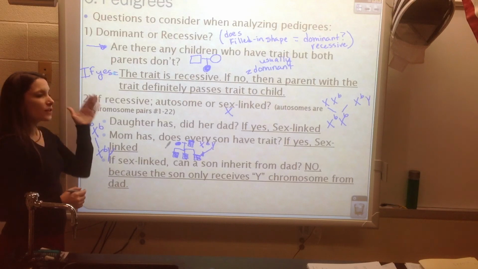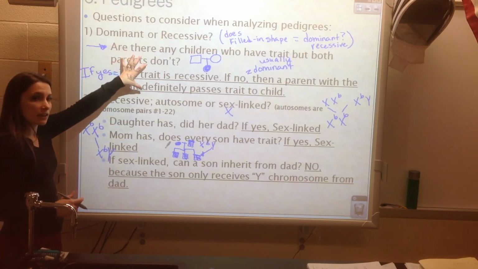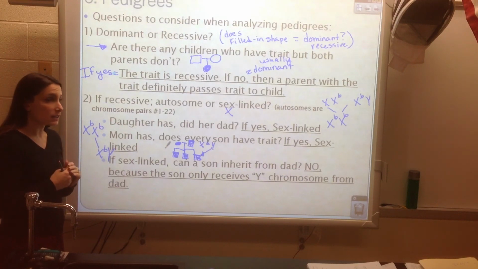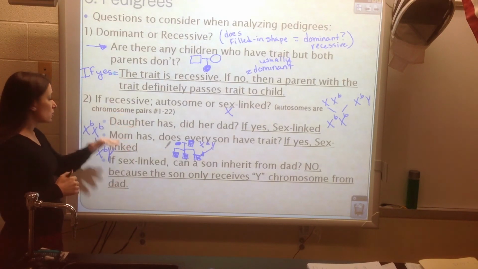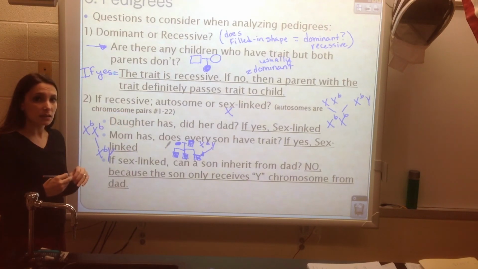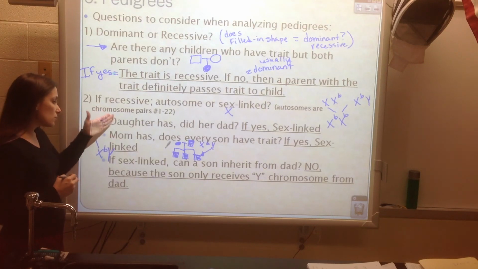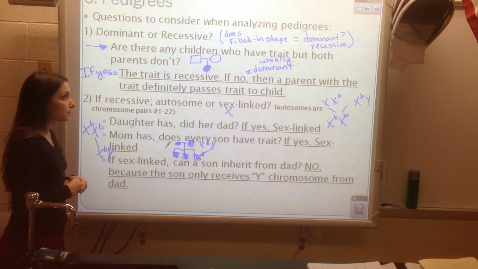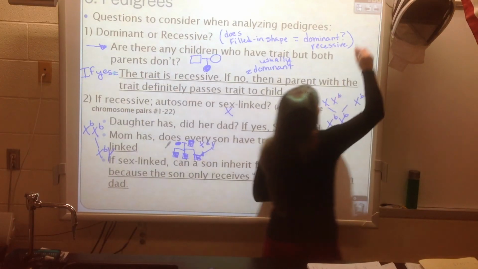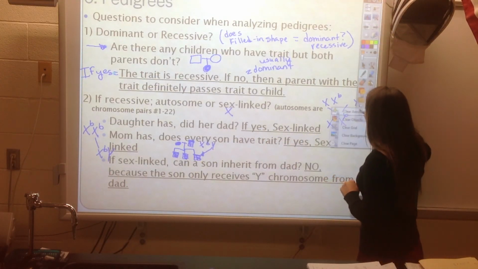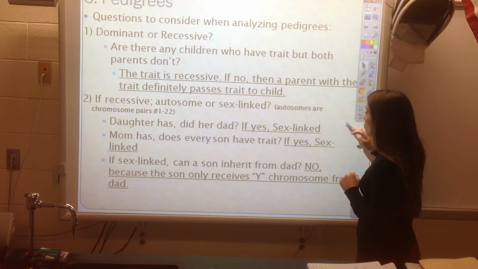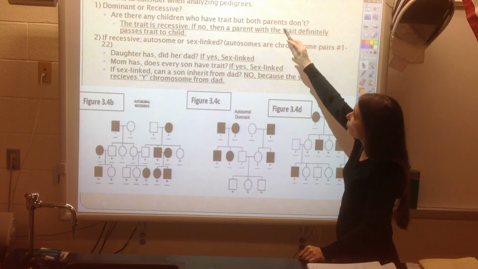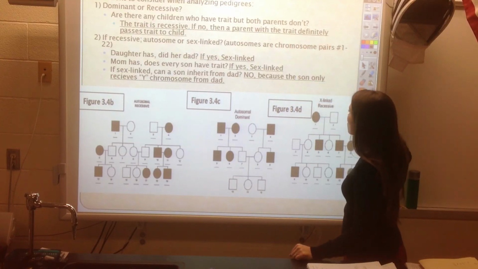So these are difficult questions. We start by asking if it's dominant or recessive, and then we try to figure out if it's sex-linked. It all has to do with, is it on those X's? If you answer no to both of these, then it's probably not sex-linked. So let's look at some examples. You are going to need to memorize these questions. So here are the questions again. Are there any children who have the trait but both parents don't?